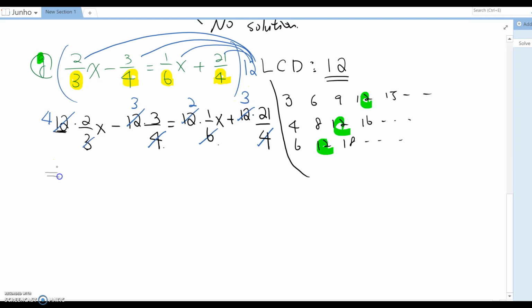Therefore, the remaining terms become 8x, since 4 times 2 becomes 8, 3 times 3 becomes 9, 2 times 1 becomes 2, and 3 times 21 becomes 63.